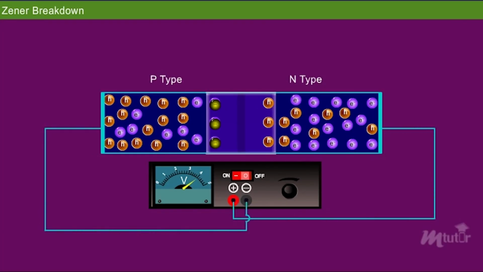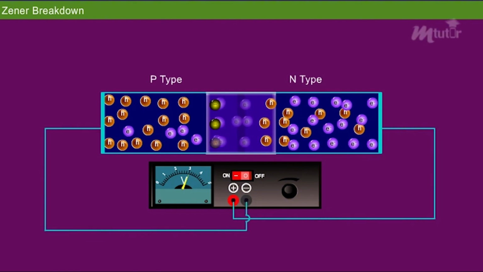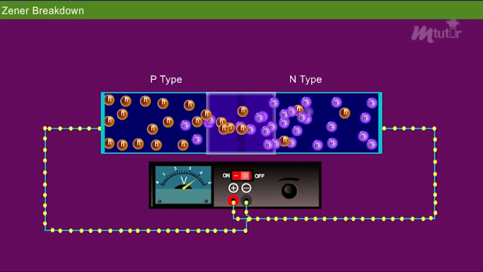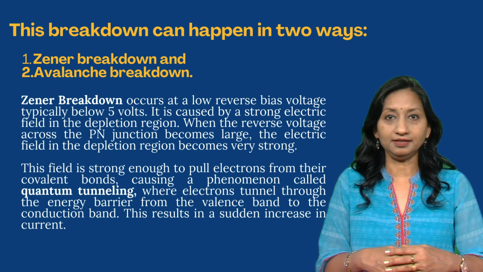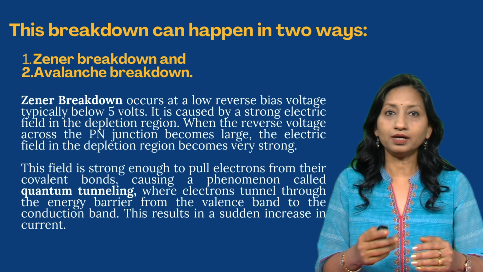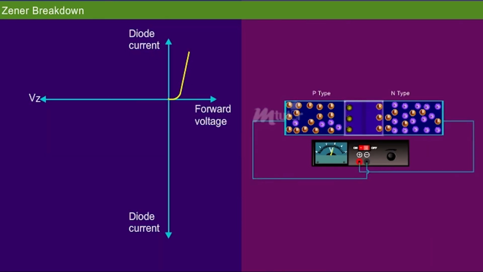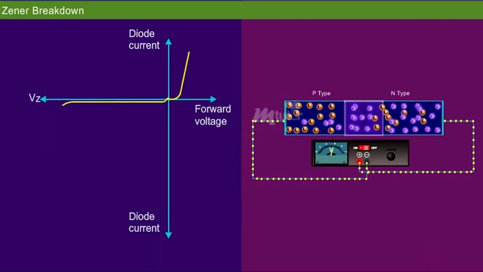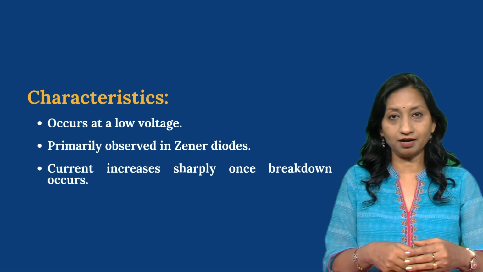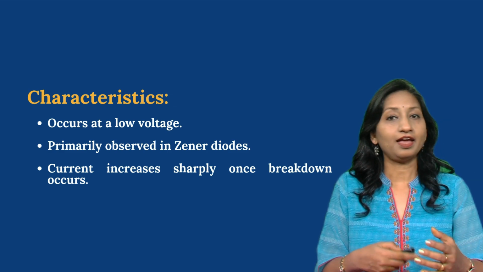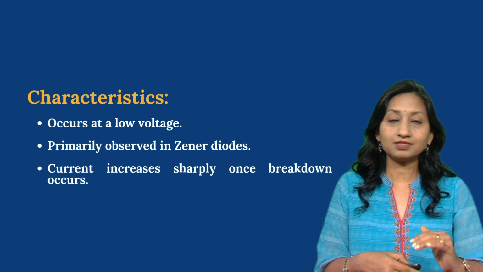When the reverse voltage across the PN junction becomes large, the electric field in the depletion region becomes very strong. This field is strong enough to pull electrons from their covalent bonds, causing a phenomenon called quantum tunneling, where electrons tunnel through the energy barrier from the valence band to the conduction band. This results in a sudden increase in current. Some characteristics of Zener breakdown are: it occurs at low voltage, is primarily observed in Zener diodes, and current increases sharply once the breakdown occurs.